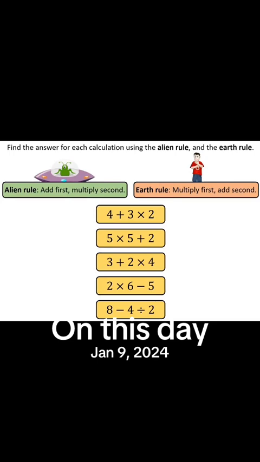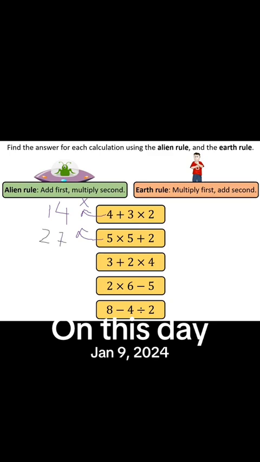So for the final answer to each calculation here, using the alien rule and the earth rule. If it's the alien rule, we do 4 plus 3, which is 7. 7 times 2 is 14. That is actually incorrect. So the alien is actually wrong, but this is to show you what the possible answers are. Again, this one would be 25 plus 2 will be 27.